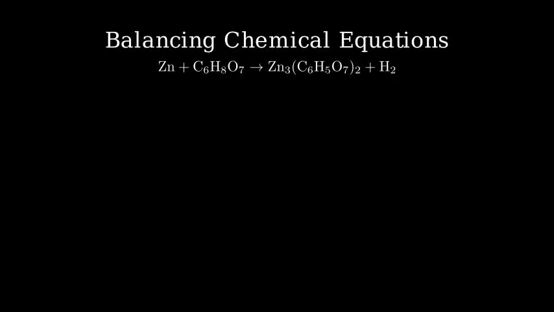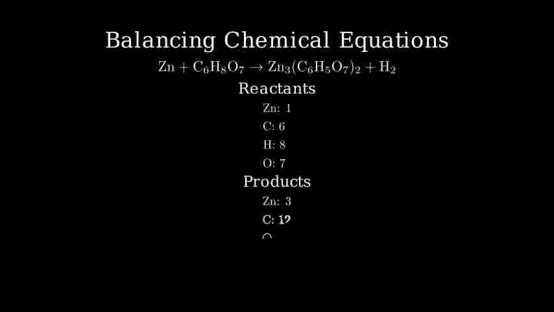The first step to balancing a chemical equation is to count the number of each type of atom on both sides of the reaction. On the reactant side, we have 1 zinc, 6 carbons, 8 hydrogens, and 7 oxygens. On the product side, we have zinc, carbons, oxygens, and hydrogens as well. Counting them out, we find 3 zinc, 12 carbons, 14 oxygens, and 2 hydrogens.